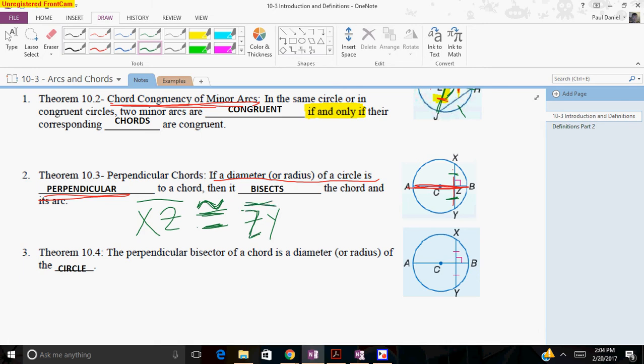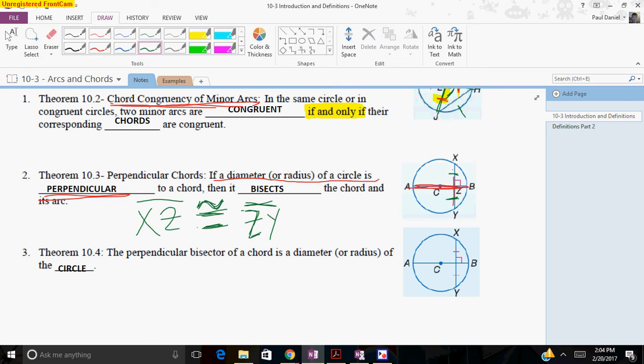So if we have a diameter or a radius that hits a chord and it makes a perpendicular angle, right, a 90-degree angle, then what we're going to say is that those two pieces of the chord that it divides into are both congruent to each other.